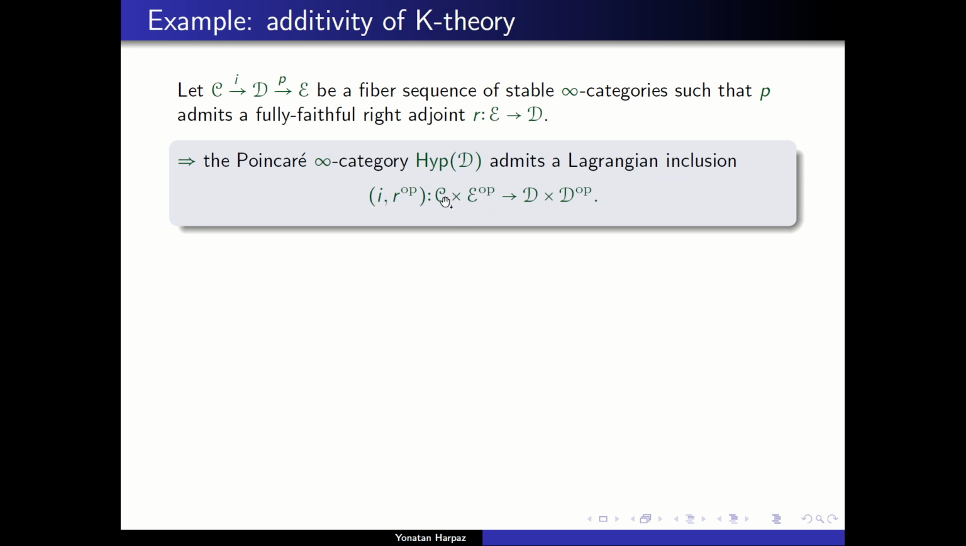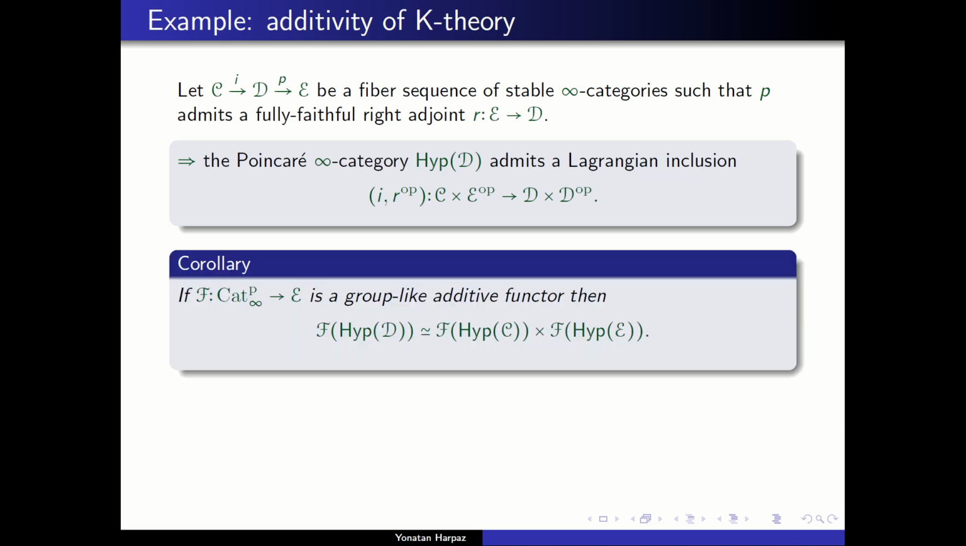So we have the functor from C times E op to D times D op. This is the underlying stable infinity category of hyp D. And we have a fully faithful functor from C times E op to D times D op, whose first component is I. You're sending C to D by I, and E op to D op via R op. And one can show that this is an isotropic subcategory that is in fact a Lagrangian.